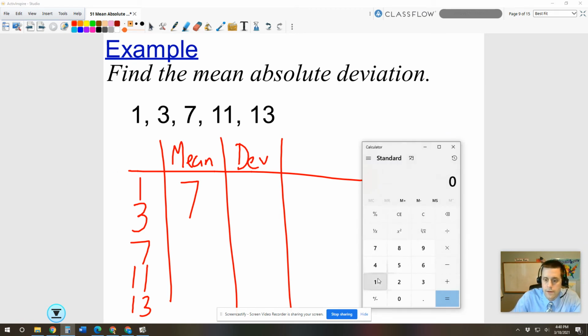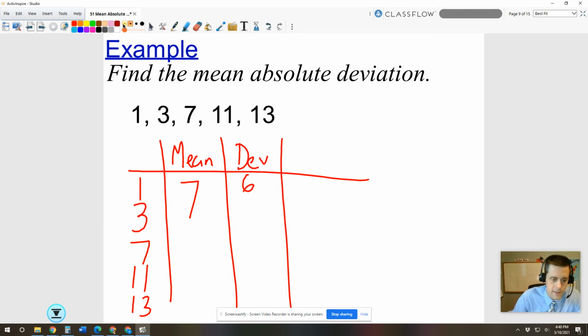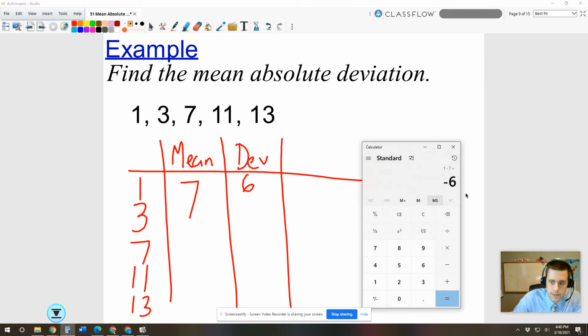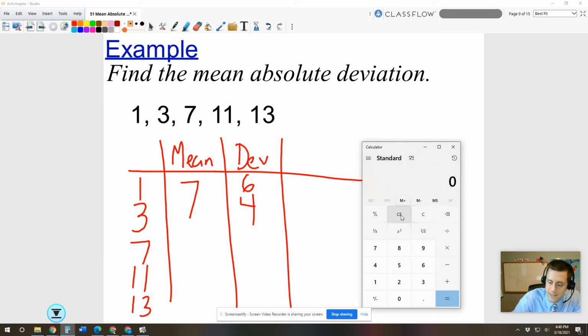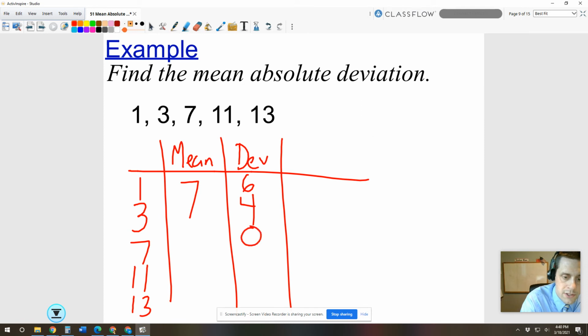Starting with 1, 1 minus 7 gives us a negative 6. Don't forget those deviations need to be absolute, so the absolute value of negative 6 is positive 6. My next value is 3, so on my calculator, 3 minus 7, I get negative 4. To make it absolute, it becomes positive 4. Our next data point is a 7, and I'm going to subtract the mean of 7. 7 minus 7 gives me a deviation of 0.